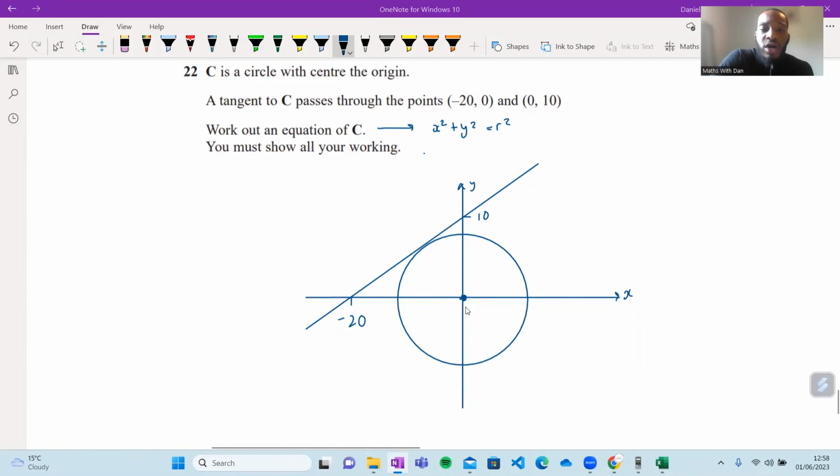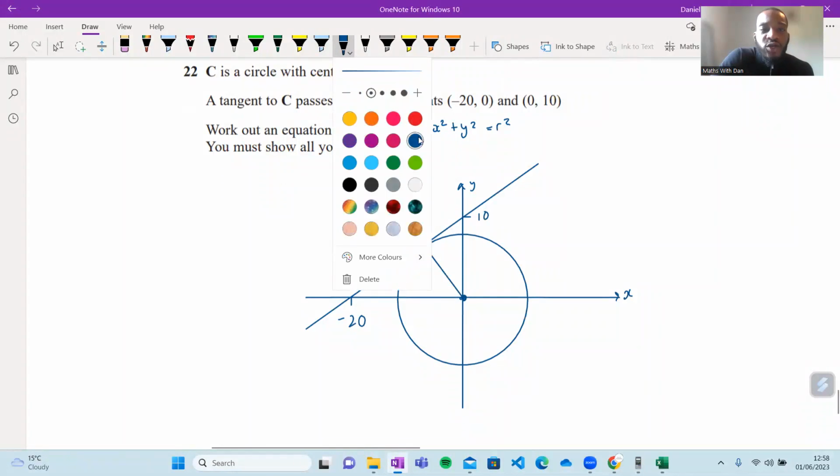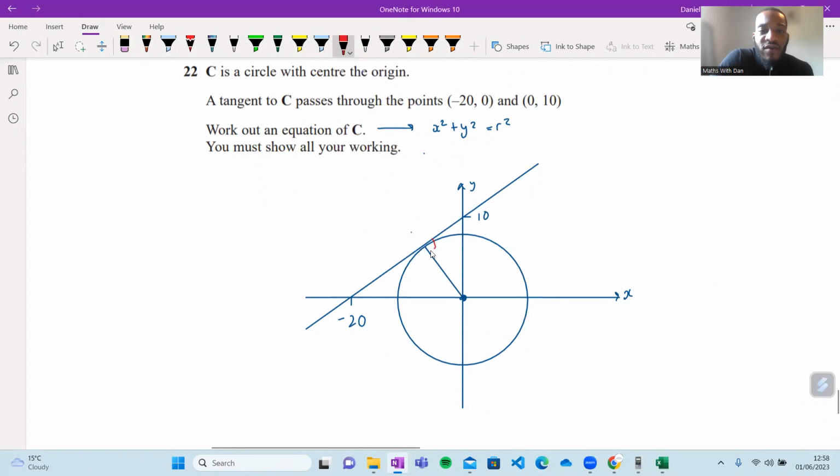So I'm going to draw a radius here, like this, yeah? And then this here is a right angle, for sure. This here is a right angle, yeah? Okay. Now, this is the center, which is at the origin. This is the center here.